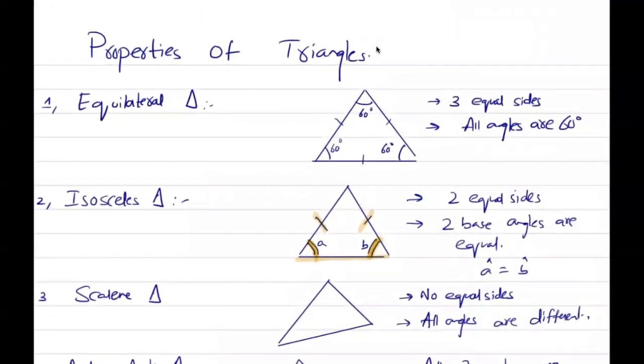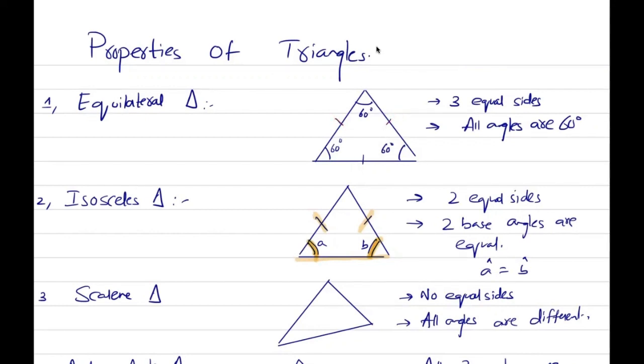Now moving on to the properties of a triangle. An equilateral triangle is a triangle that has all the sides the same and all the angles are 60 degrees. All the interior angles are going to be equal, and they are 60 degrees. And the three sides are also equal.